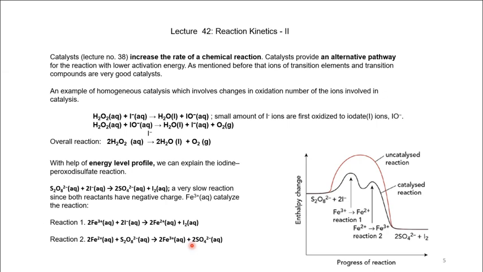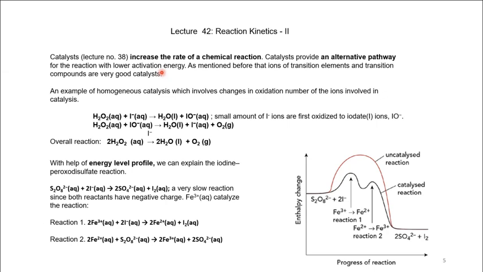Well, then what we should talk about is also how catalysts behave with the increase of the rate of chemical reactions. We have discussed catalysts a little bit at length in lecture number 38, where we discussed catalysts, how we use them, different types of catalyst, the classification of catalysts, etc. And a catalyst can provide an alternative pathway for the reaction with lower activation energy.